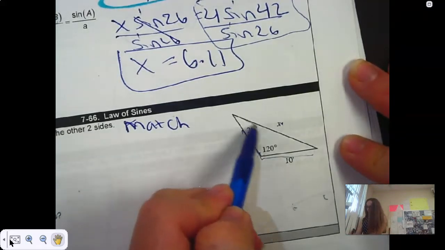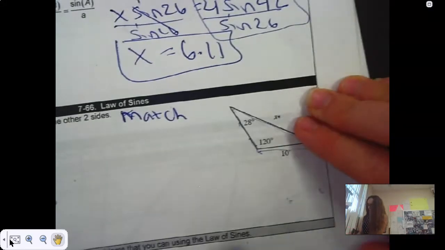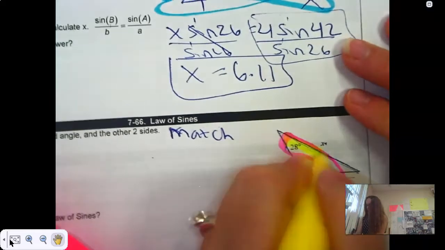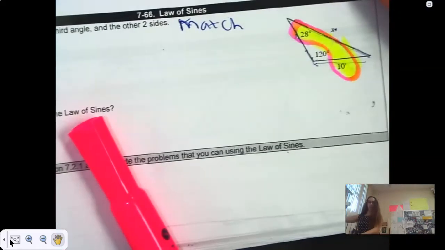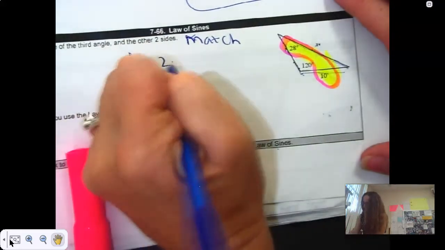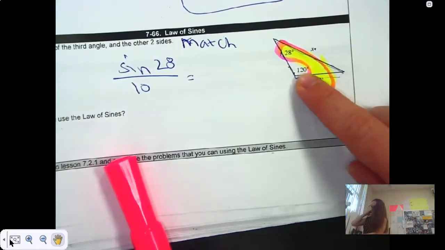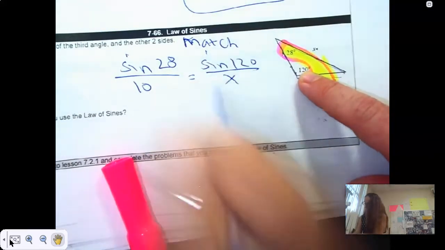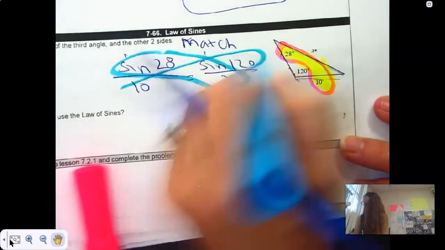And then I look, oh look, this opens up to that. Aha! There's a match. The 28. I like circling it because then it's easier for my brain. That matches that. So now that I know that there is a match, boom, I can do this problem. The sine is always with the angle over 10 equals. Okay, now they gave me the angle for this one. So I'm going to go sine of 120 over x. What do we do? Make an x, multiply what touches.